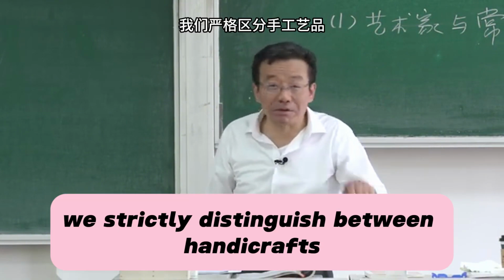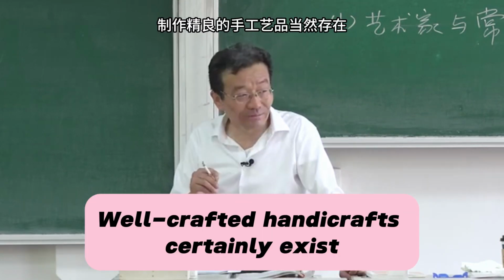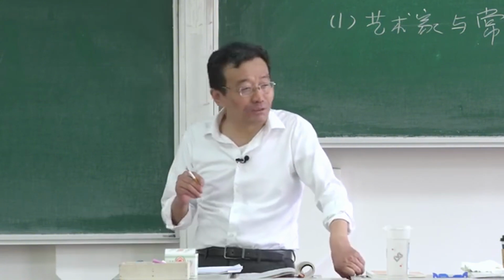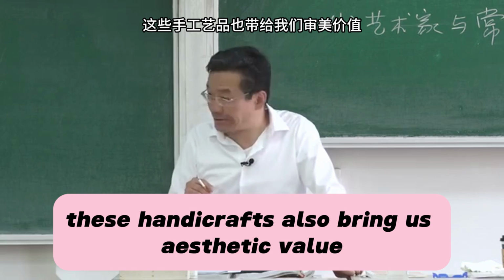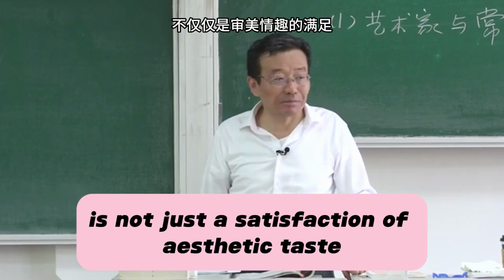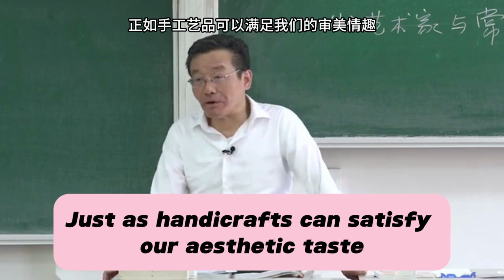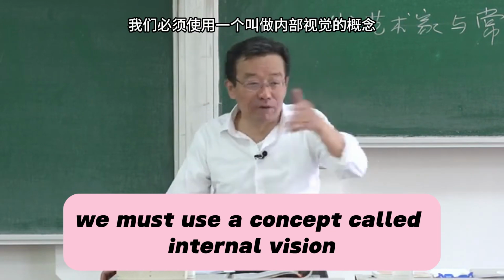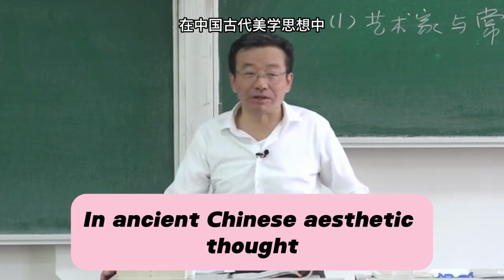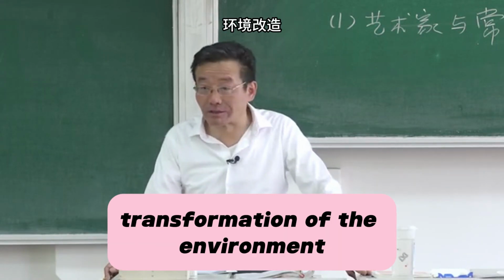At this point, we strictly distinguish between handicrafts and works of art. Well-crafted handicrafts certainly exist, and they also involve the application of artistic techniques. As a result, these handicrafts also bring us aesthetic value and satisfy our aesthetic taste, but the acceptance of works of art is not just a satisfaction of aesthetic taste. Just as handicrafts can satisfy our aesthetic taste, we must use a concept called internal vision to open up the internal vision. In ancient Chinese aesthetic thought, they talk about this idea of transformation of the environment.